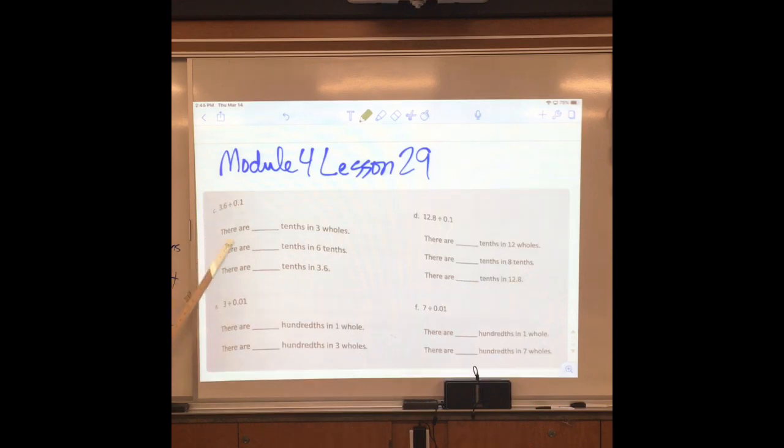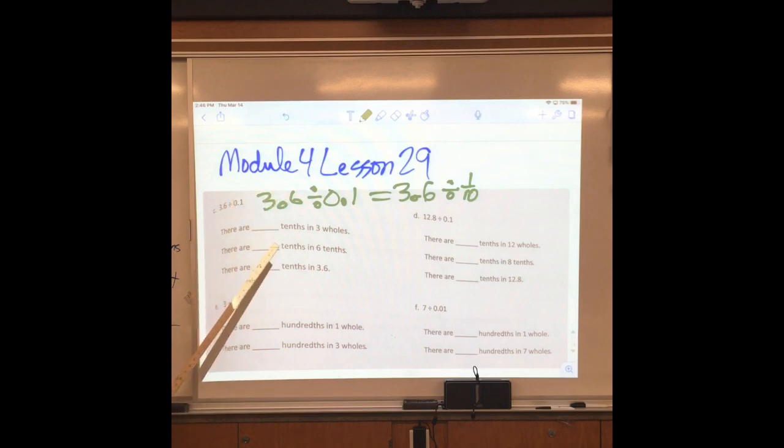Okay, now let's try doing one of our problems. Okay, so we have 3.6 divided by 0.1. 3.6 divided by 0.1, which would be the same as 3.6 divided by 1/10, right? So let's take it apart. How many tenths are in 3 wholes? Let's just talk about this. Let's talk about the 3 right here. There are 3 wholes, right?